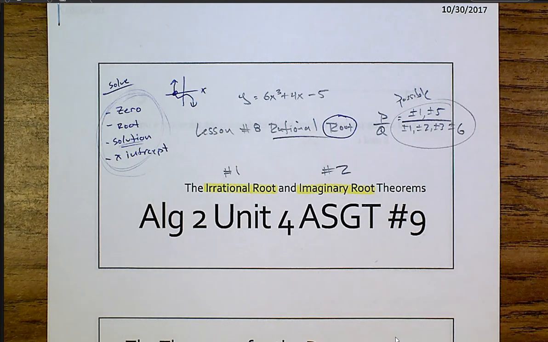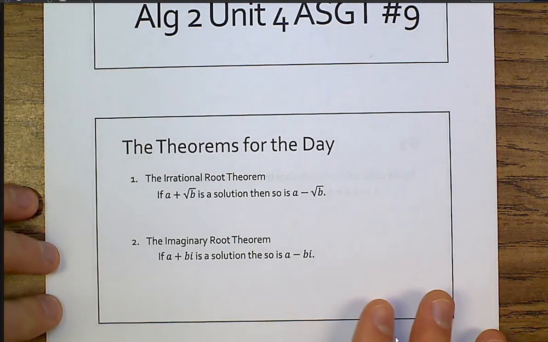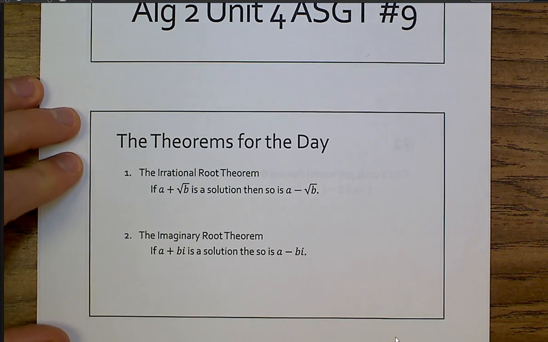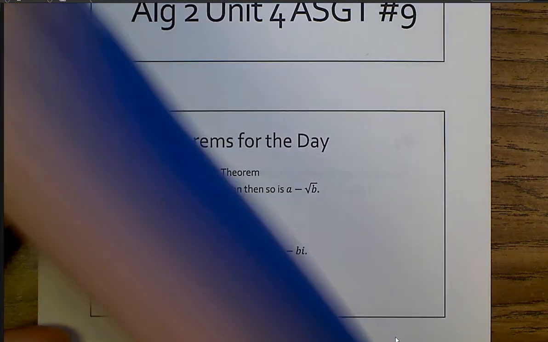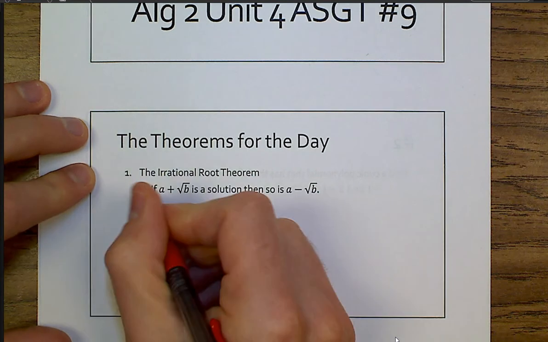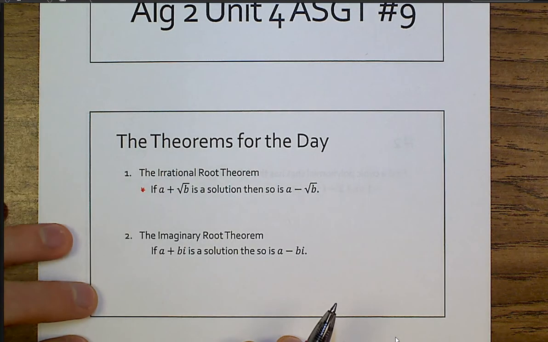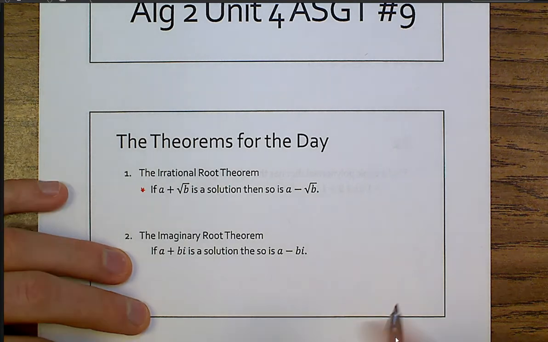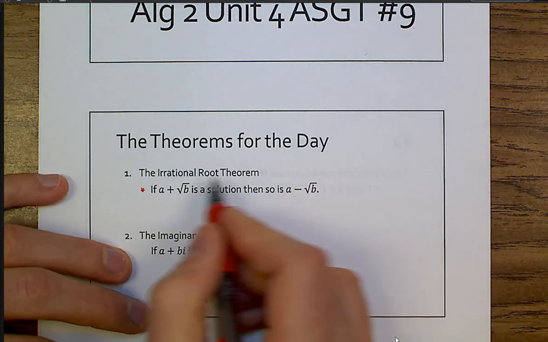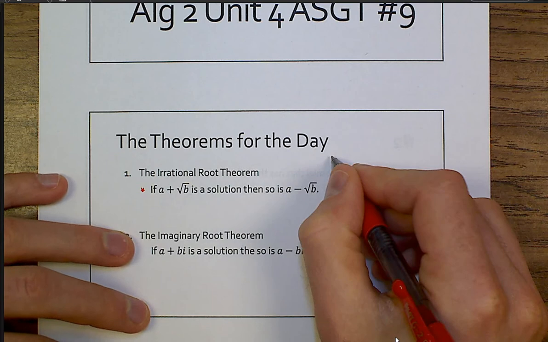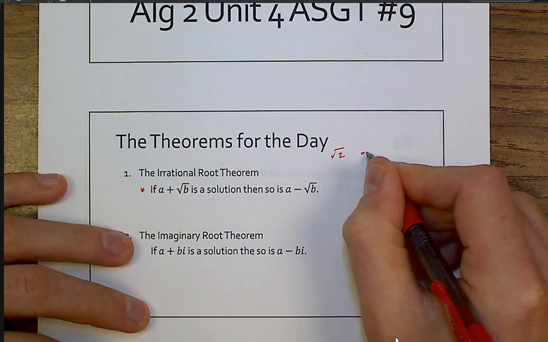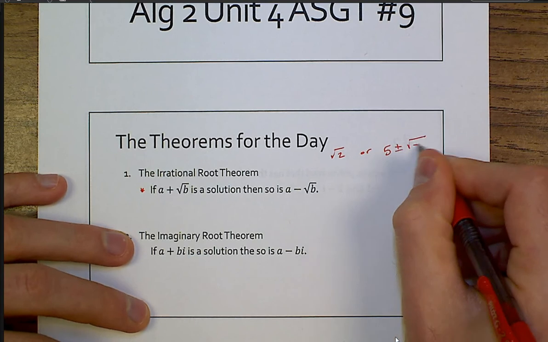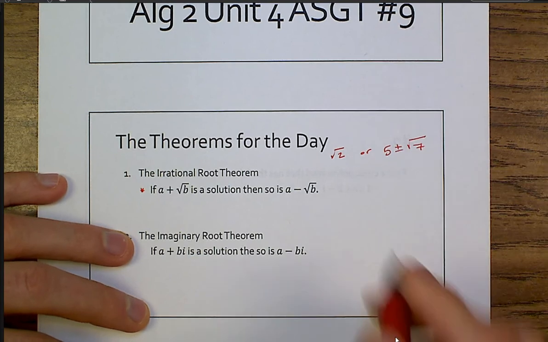All right, so let's just jump right into it here. We have two theorems of the day. The irrational root theorem says if a plus the square root of b is a solution, then so is a minus the square root of b. And so this is the irrational root. Irrational numbers are things like the square root of 2, or we could have 5 plus or minus the square root of 7. Those are examples of irrationals.